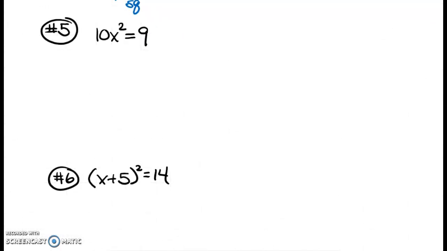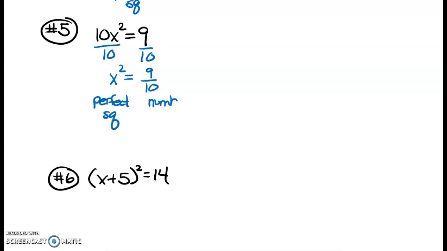Do we have a perfect square that equals a number? Is that a perfect square? It's not. Okay, 10 is not a perfect square, so we will get rid of it and move it to the other side by dividing. So we end up with x squared equals 9 over 10. So in order to get rid of the square, we need to use the square root property because now we have a nice perfect square that equals a number.